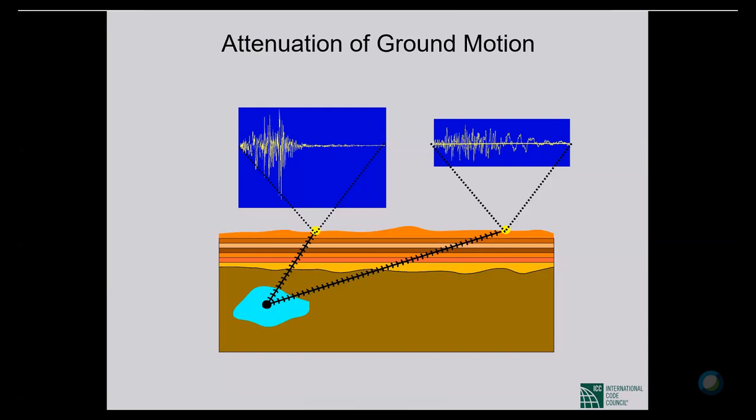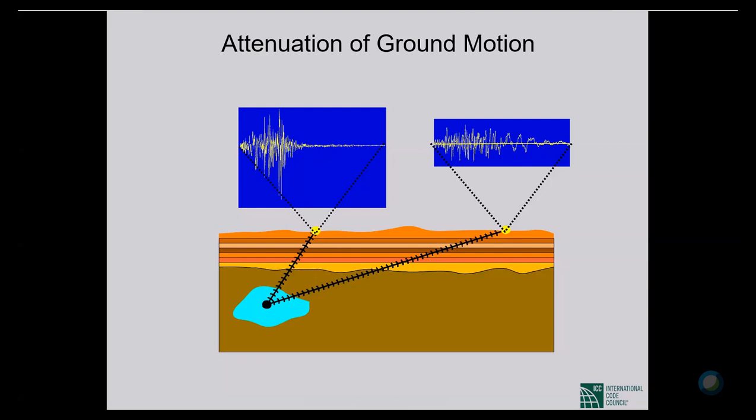Okay, and then at a different location farther away from the source, you will find ground motion like this. Now the intensity of ground motion has decreased. How far the ground moves in one direction, that has decreased. The frequency has decreased.